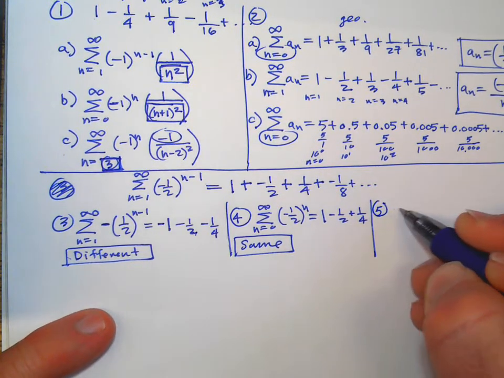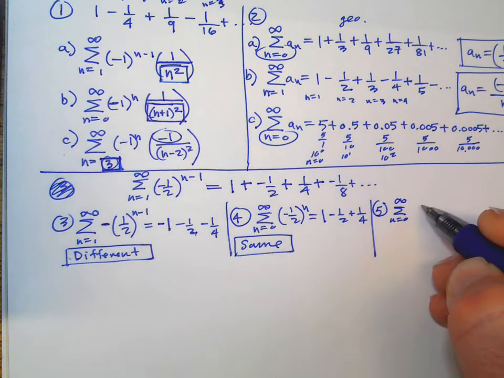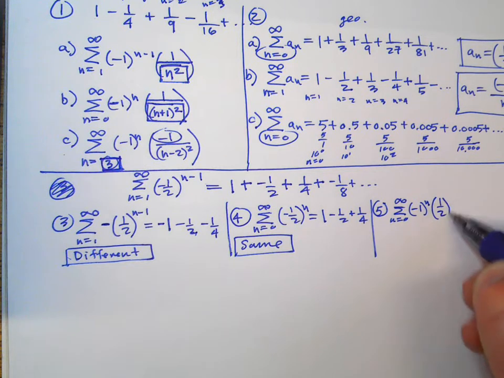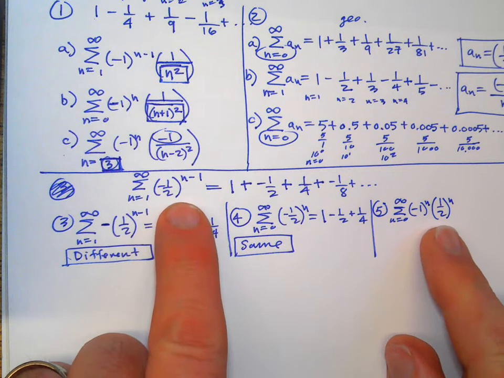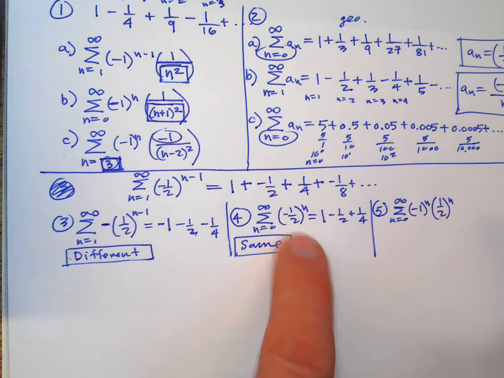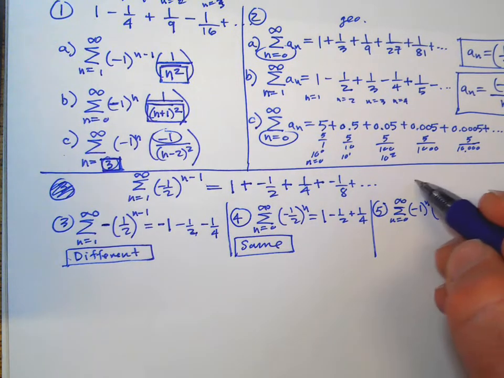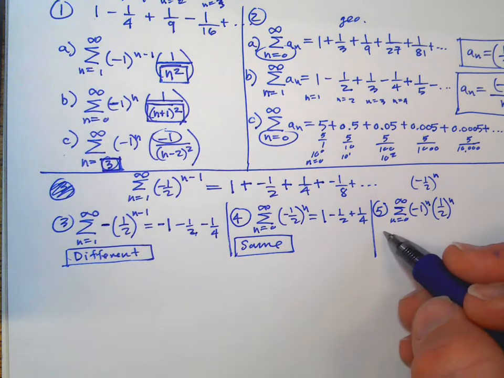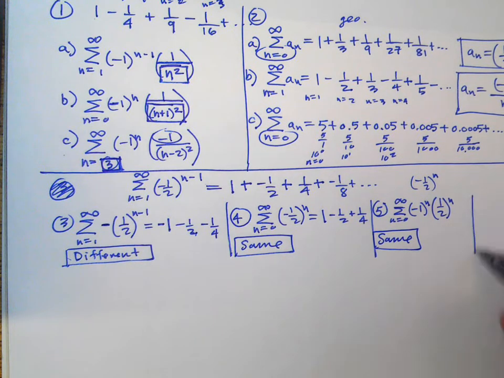Okay, number 5. You could just look at these and say, n equals 0. This is just like the last one. They've just separated the negative and the positive, the negative and the 1/2, but they're both to the n. You could rewrite this as negative 1/2 to the n just by using rules of exponents. These are the same. This is the same as the last one, which was the same as the original one.